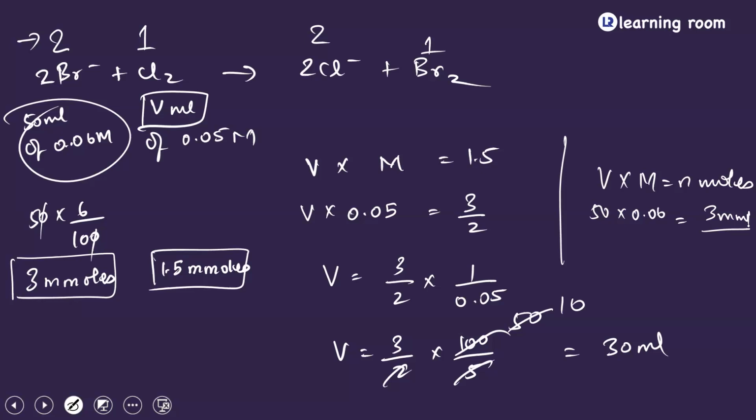Clear? So what do I have now? I have the molarity and the number of millimoles. To find the volume, because V into M is equal to the number of millimoles, V into 0.05 is equal to 1.5. Now solve it and you will get the answer. Is that clear? Done? Understood or not?